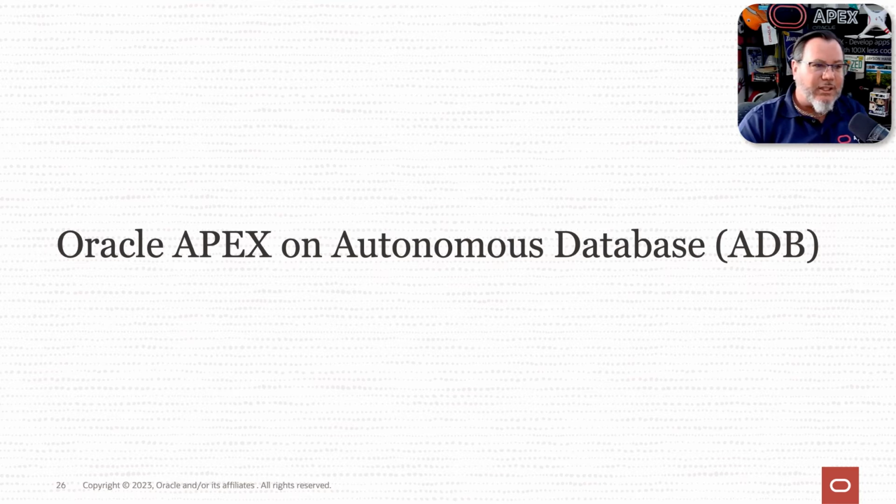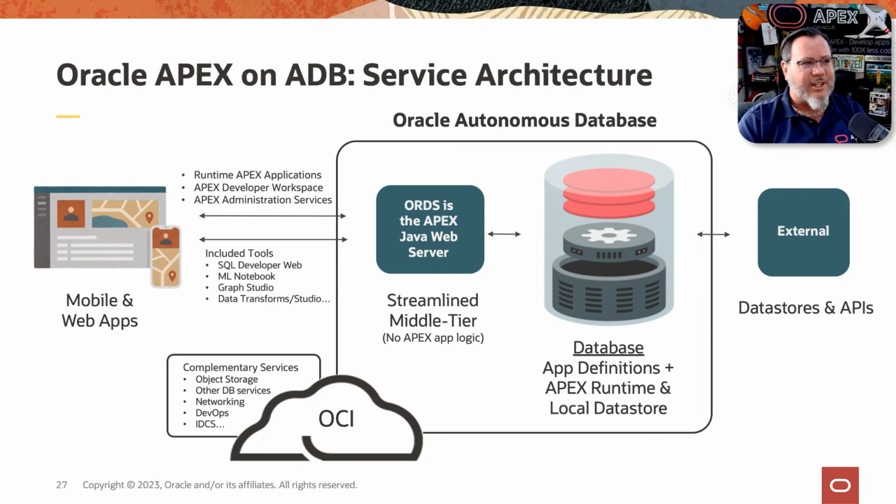But here we're talking about APEX on Autonomous Database, otherwise known as ADB. A lot of acronyms in Oracle Cloud. So it's even a thing that I have to work on every day, making sure I'm using the right abbreviation.